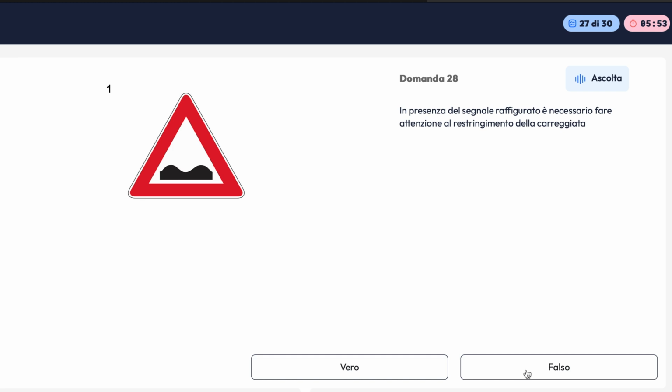28. In presenza del segnale raffigurato è necessario fare attenzione al restringimento della carreggiata. Guys, remember, restringimento della carreggiata simply means the road will now be narrow. And the question says, if you see this sign, you should pay attention because the road is narrow, which is falso because this is a sign of strada deformata, which tells you that part of the road there is potholes or the road is in a bad condition. So the answer to this question here is falso.